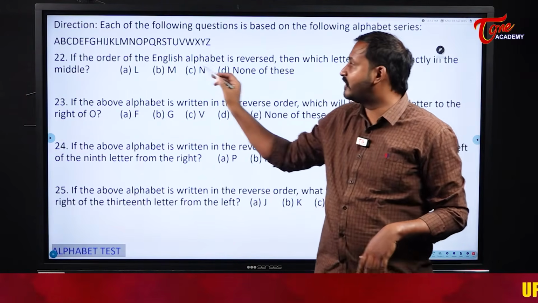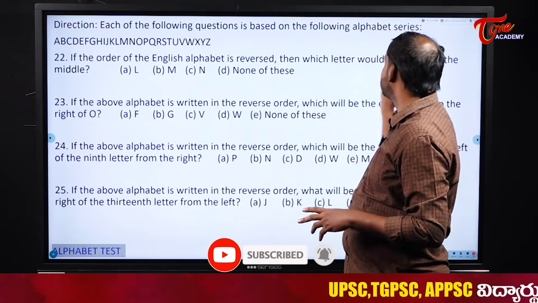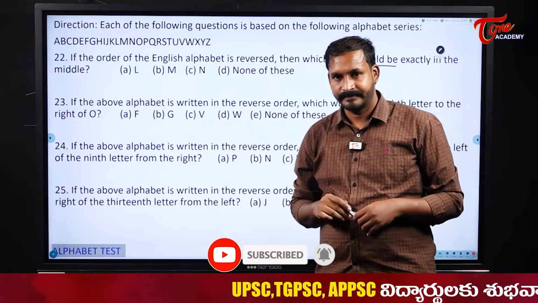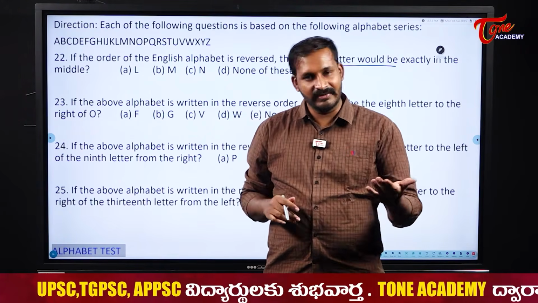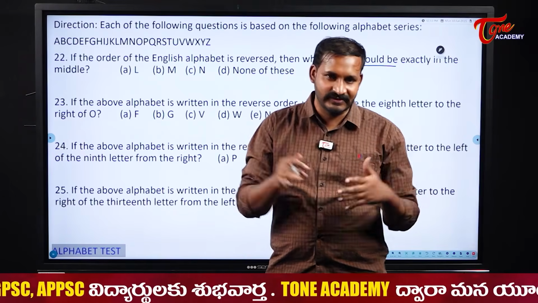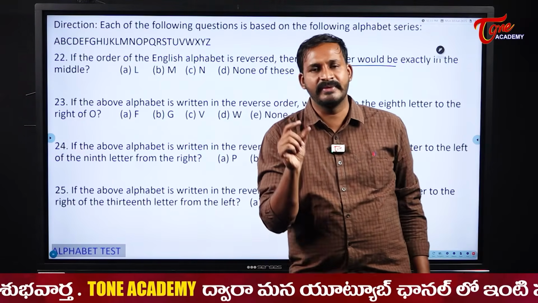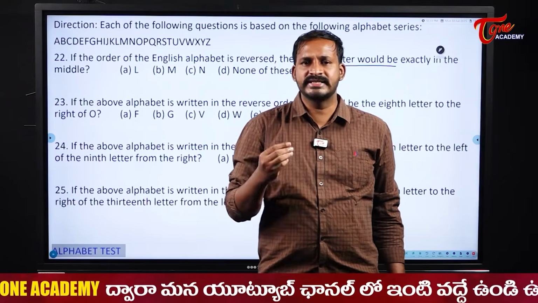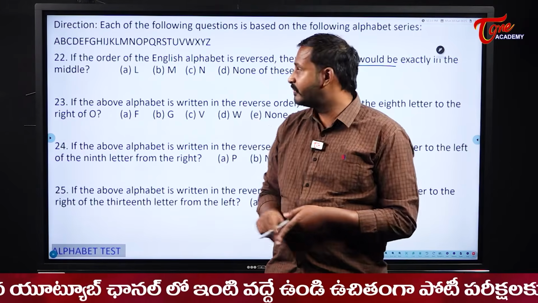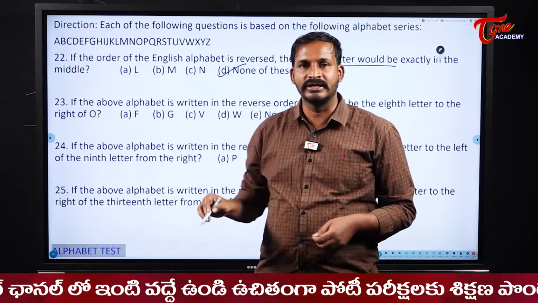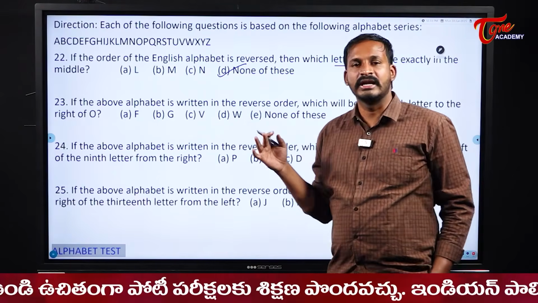Next, if the order of the English alphabets is reversed, which letter would be exactly in the middle? See, there are 26 alphabets in total. If we write it in the straightforward manner or in the reverse manner, can we specifically say this is the middle position? 26 is an even number. Can we identify a middle position in even numbers? No. Actually, it should be 'can't be determined', but here we have the option none of these. So our answer here becomes none of these.